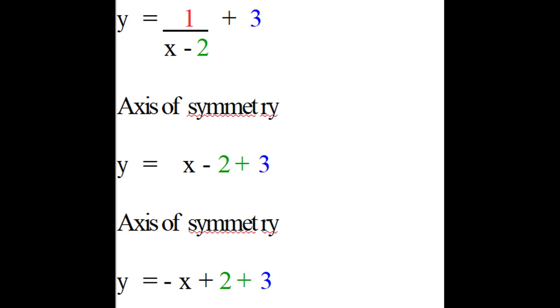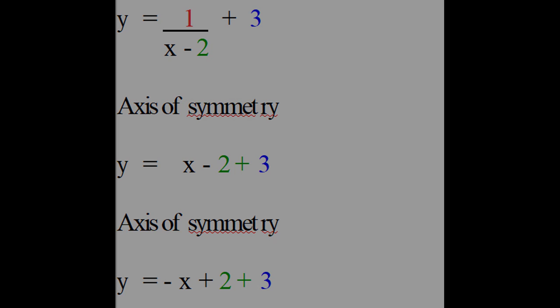Right, so take the example y equals 1 over x minus 2 plus 3. So the axis of symmetry then is going to be y equals x minus p plus q, or x minus 2 plus 3. The other one will be y equals minus x plus 2 plus 3.